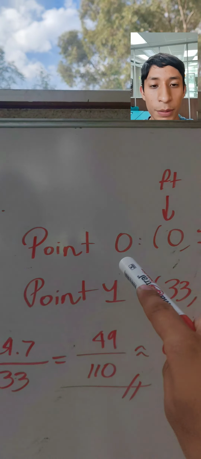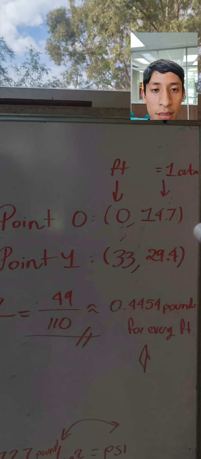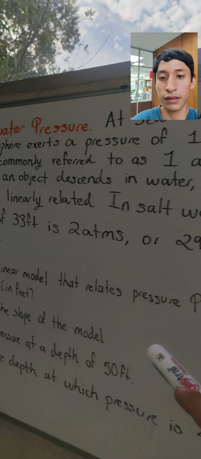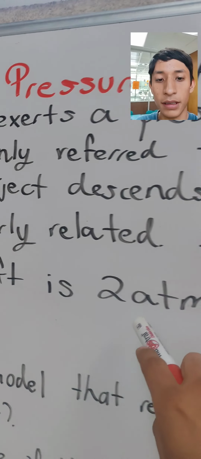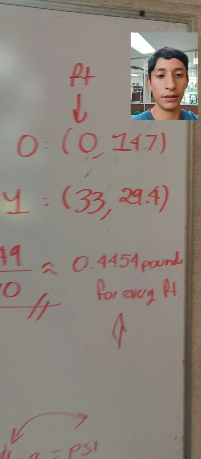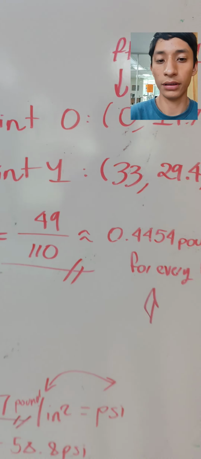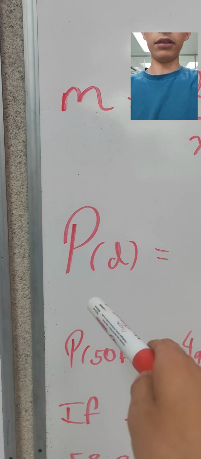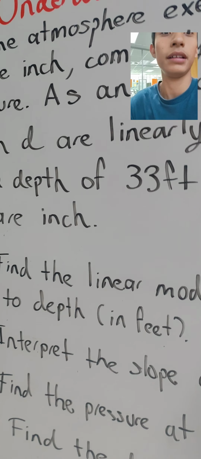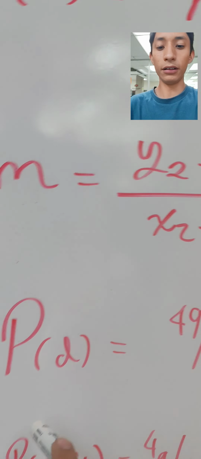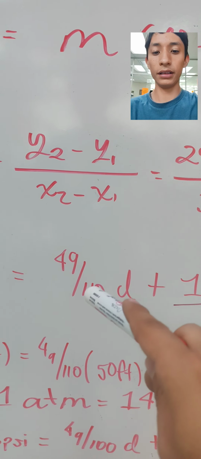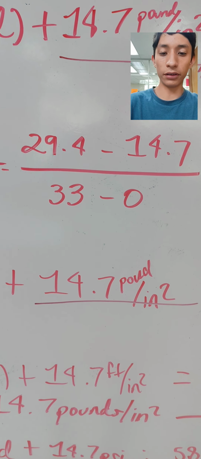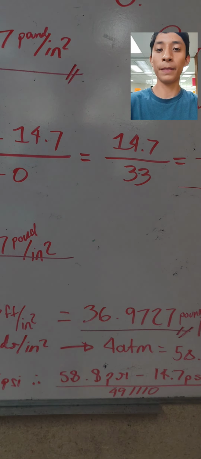So that was stated. The point 0 at sea level is that, and the point 1 is at 33, that is stated right here. 33 feet is 2 atms, that is 29.4 psi. So we obtain the equation, the first part, to find the linear model: P of D is equal to 49 over 110 times D plus 14.7 psi.